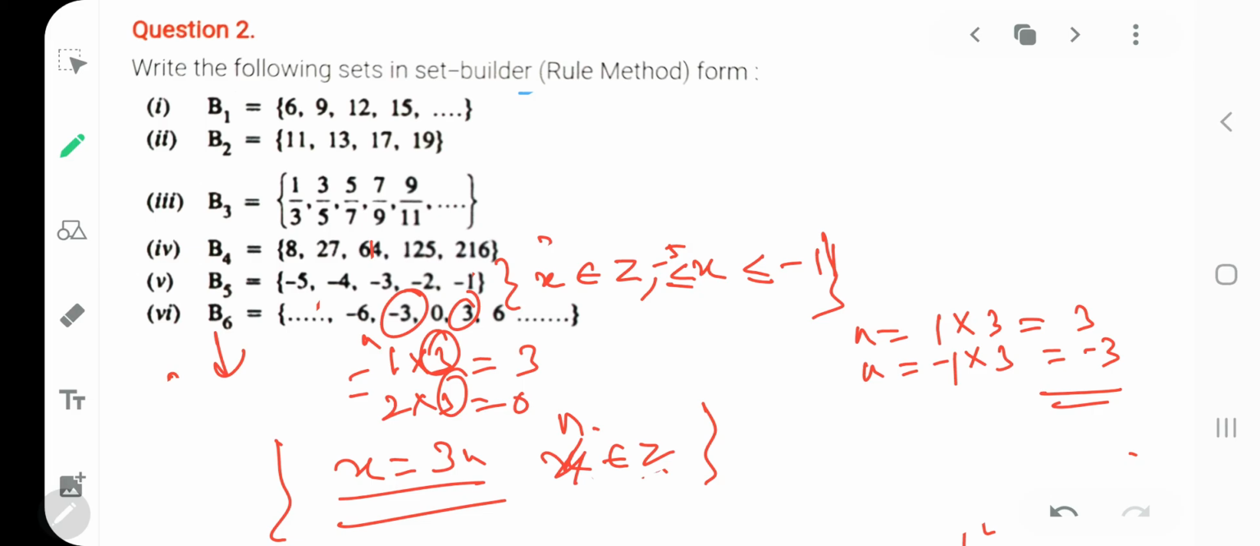Don't write n belongs to whole numbers. If you write whole numbers, you will get the wrong answer. Clear?